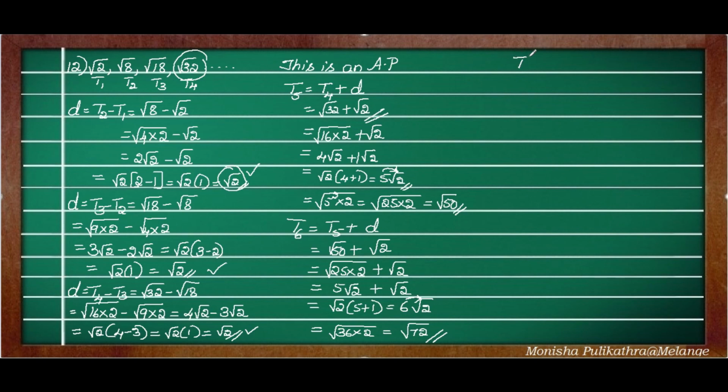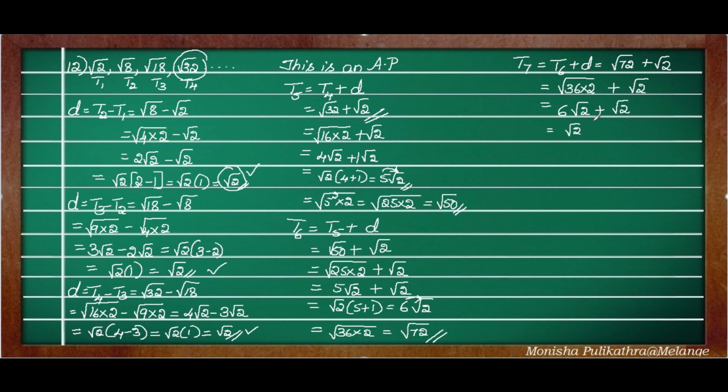Okay, moving on to the 7th term. The 7th term is T6 plus D. So what is T6 here? Root 72 plus root 2. So how can we split root 72? Root 72 can be written as root 36 into 2, 36 2s are 72, plus root 2. What is the square root of 36? The square root of 36 is 6. So it will become 6 root 2 plus root 2.